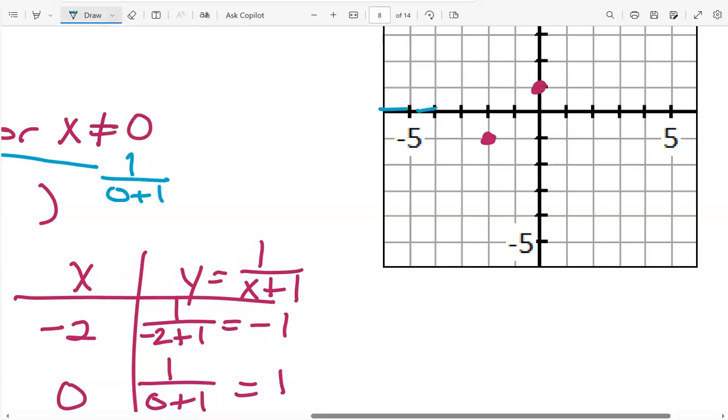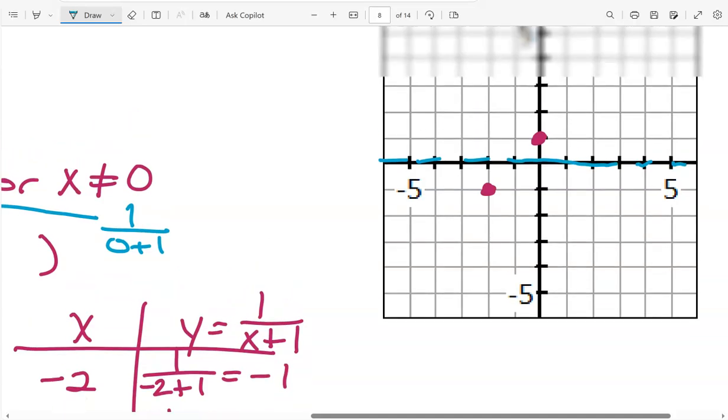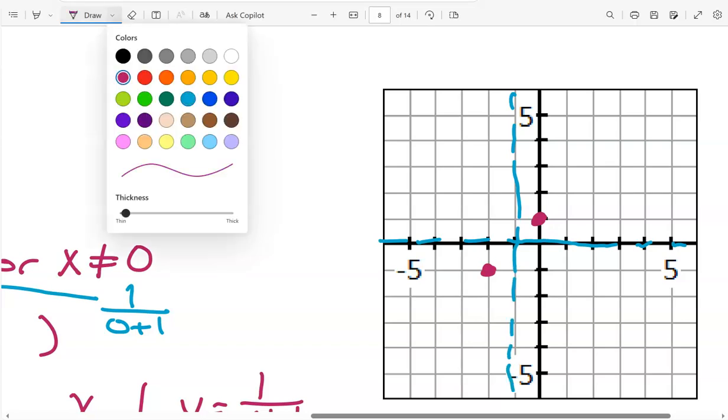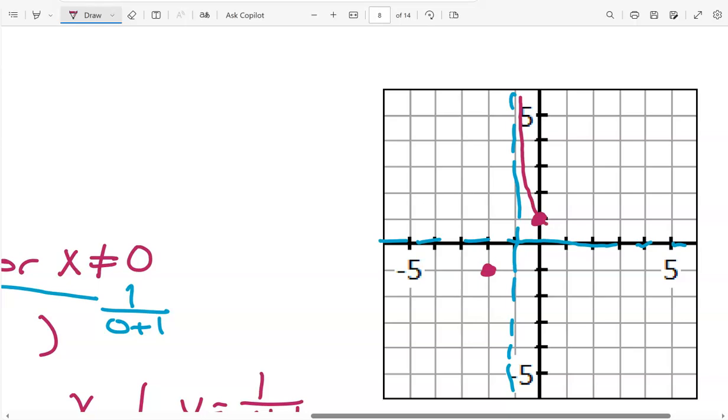Horizontal asymptote is at y equals 0 and vertical asymptote is at x equals negative 1. That tells us what the two branches of the hyperbola look like. We're anchoring them in the upper right corner of the intersection of the two asymptotes and then the lower left.